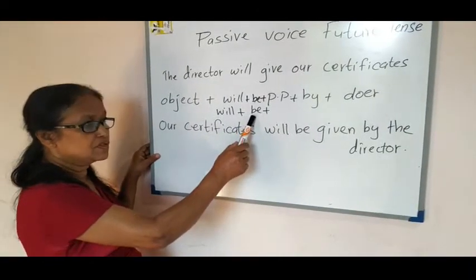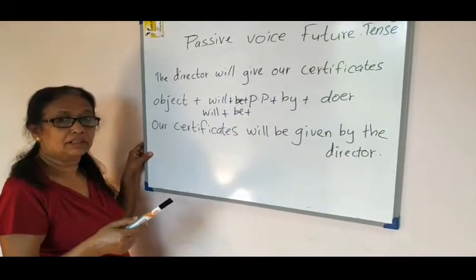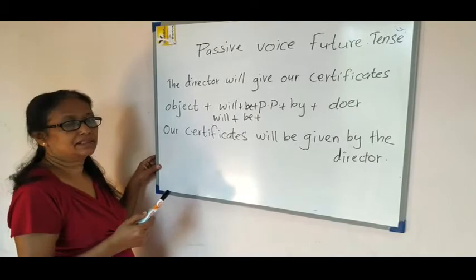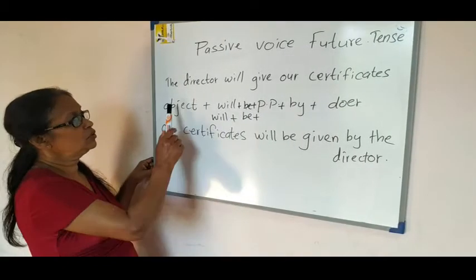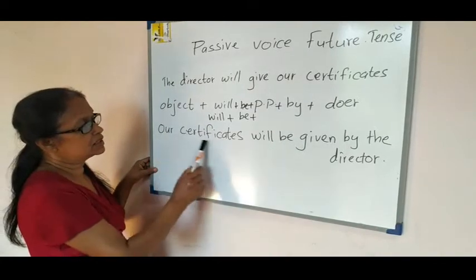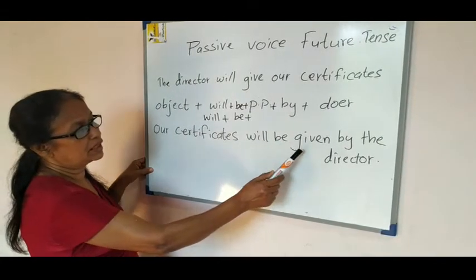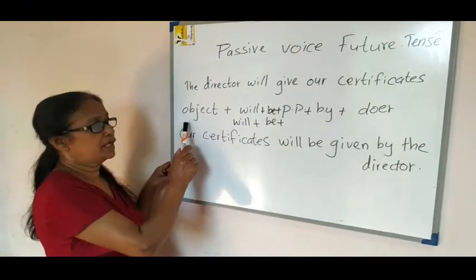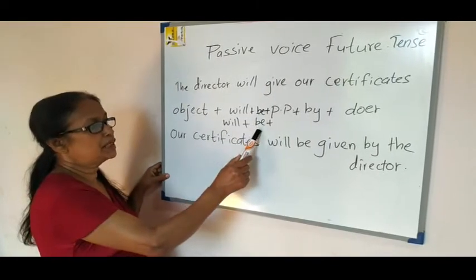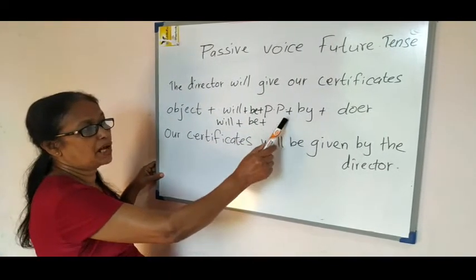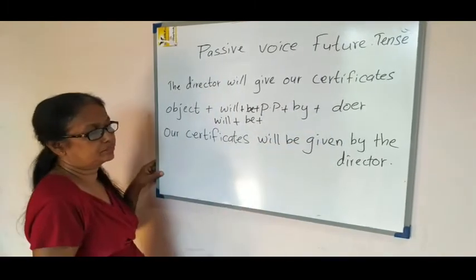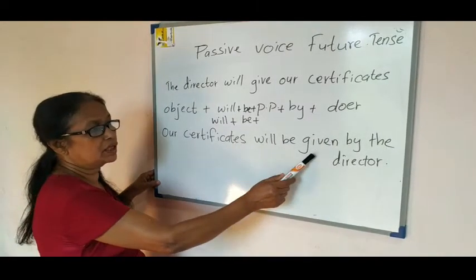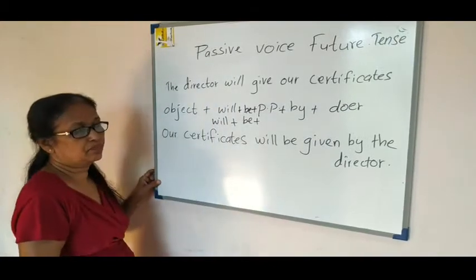When be comes, automatically the verb turns into past participle. That is the way. How to turn it now? Certificates will be given by the director. Once again, object plus will plus be plus past participle plus by plus doer. In this way you have to write. Our certificates will be given by the director.